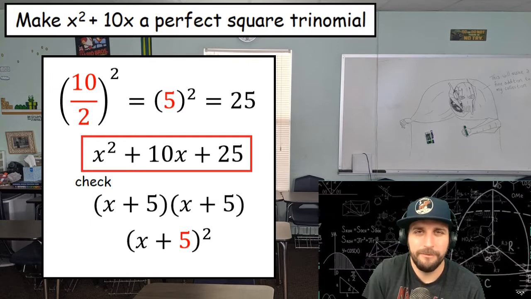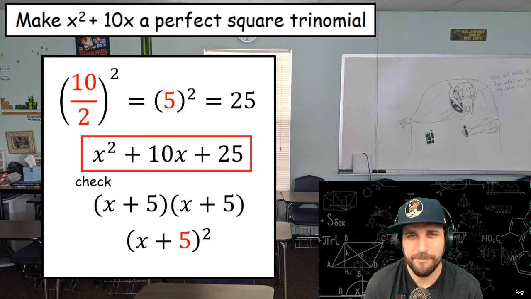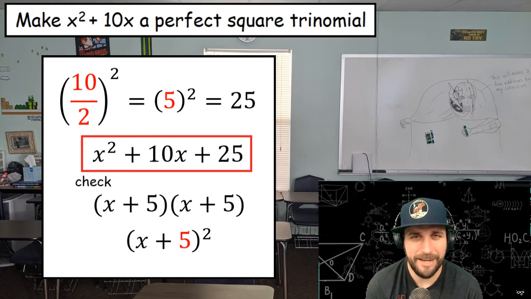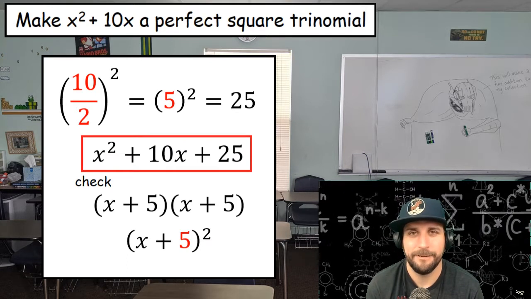That number that we get added to, so x plus what squared, that number will always be equal to b divided by 2. So that might be helpful later.